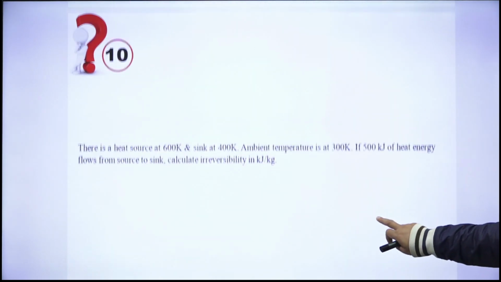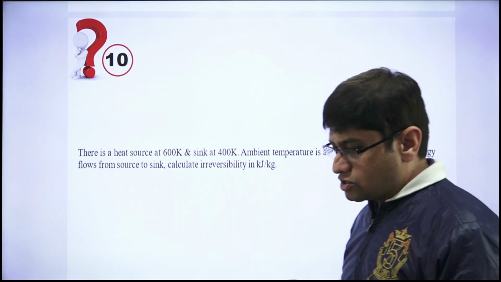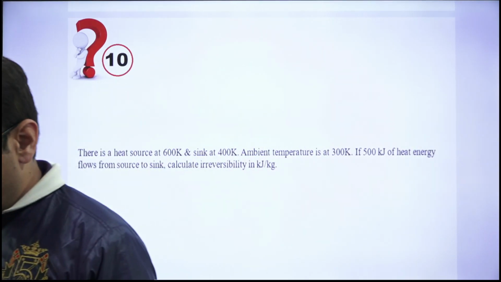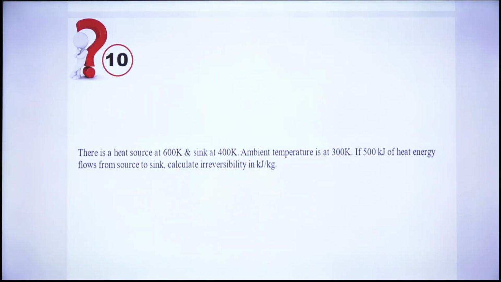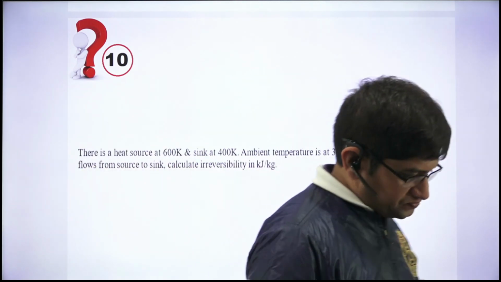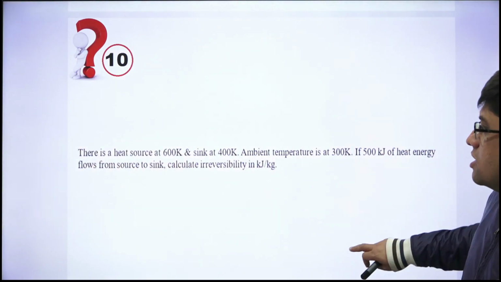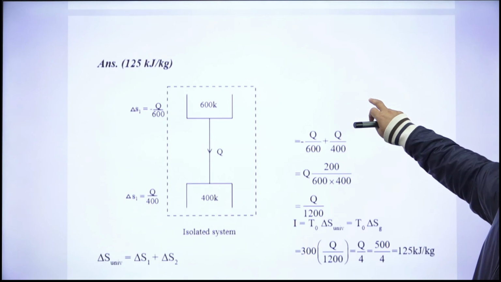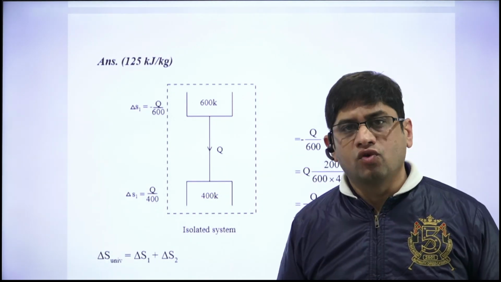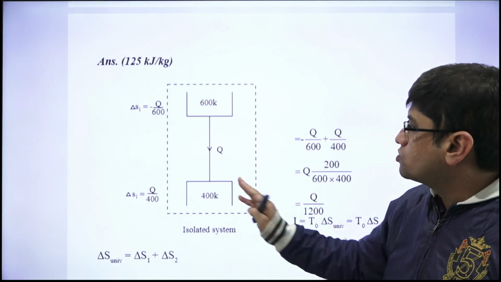Let's see the last question now. It is about the thermal reservoir. There is a heat source at 600 Kelvin and a sink at 400 Kelvin, and ambient temperature T naught is given to us. If 500 kilojoule of heat energy flows from source to sink, calculate the irreversibility. Let's see this through a diagram. Source is at 600 Kelvin, sink is at 400 Kelvin, and Q flows from source to sink.